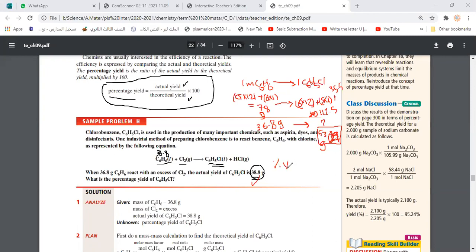So the percentage yield equals 38.8 divided by 53, multiply 100. It equals 73.2%. Okay, so that means you get 73% of the expected amount of benzene chloride in that reaction.